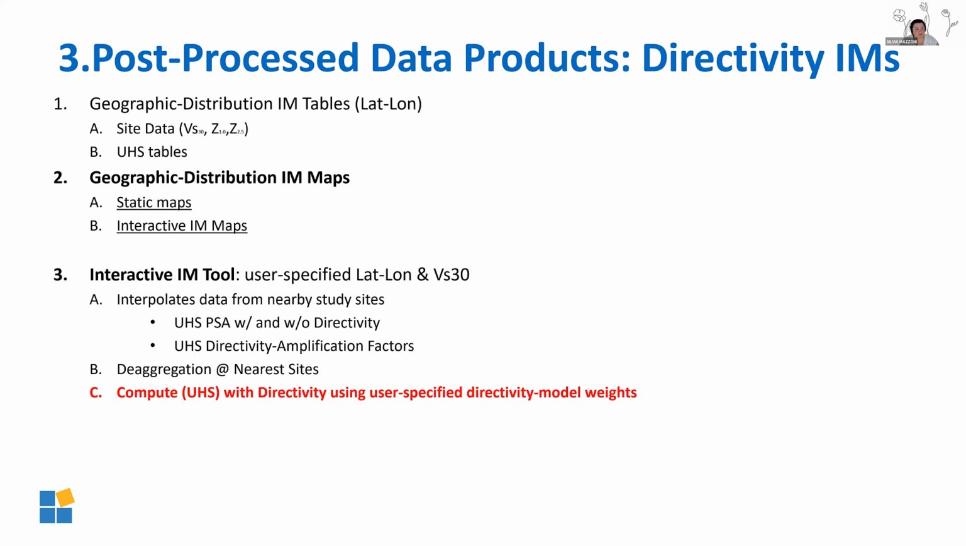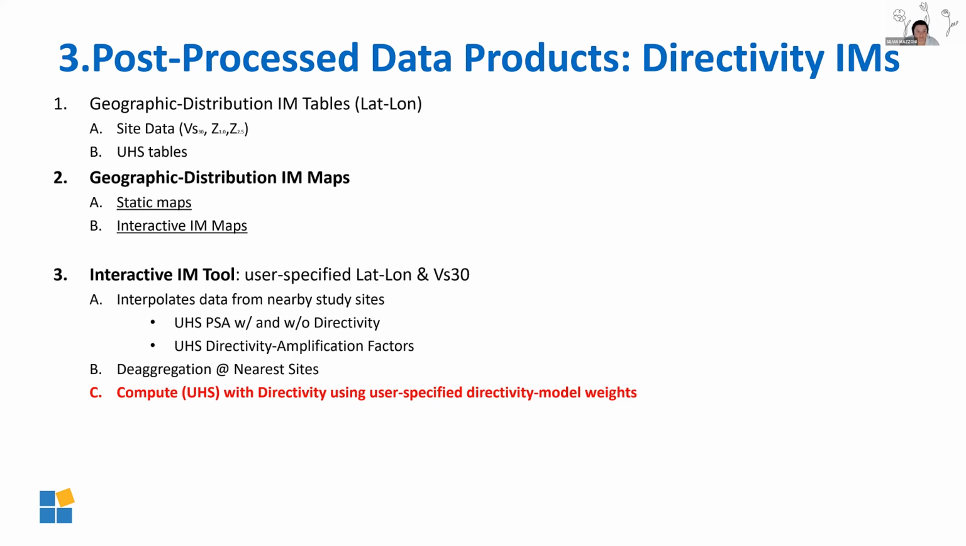And then the ultimate goal was to develop a tool where a user would specify latitude, longitude, and a VS30, and then the tool interpolates from nearby sites. It could be 1, 2, 3, or 4, depending on the location. And we can get UHS with and without directivity, as well as the UHS directivity amplification factors, which is what I was referring to for Bob. If you want to just look at those, that gives you a better quantification of the amplification due to directivity.